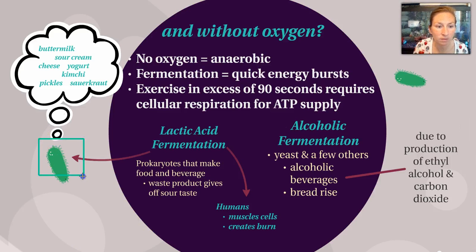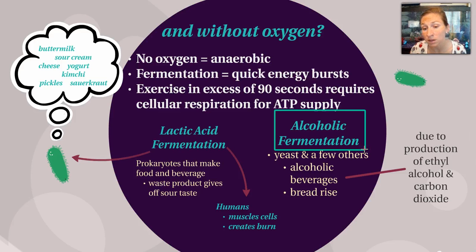Now, prokaryotes, like this little guy right here, remember those are bacteria, some of them can produce lactic acid as well, and they help us make foods and beverages. They do that by the waste product that gives off a sour taste, and they can make many different foods that some of us may enjoy, as you can see right here. Buttermilk, sour cream, cheese, yogurt, kimchi, sauerkraut. I've never been a fan of sauerkraut, and I'm not a huge fan of pickles, but they're okay. But all those things are helped to be created by waste products given off by prokaryotes when they go through lactic acid fermentation.